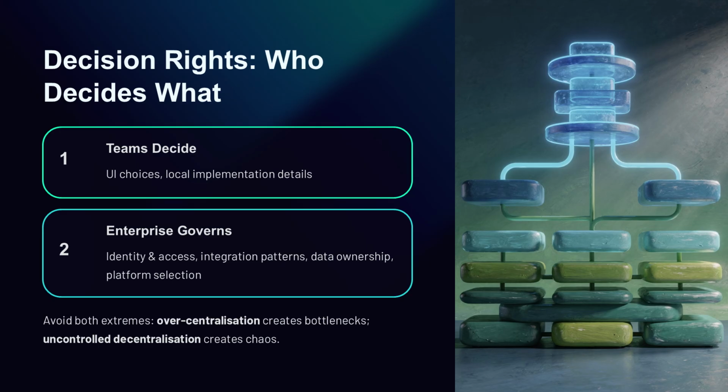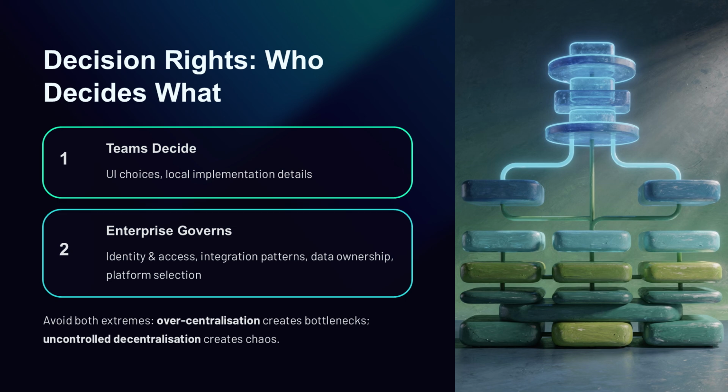Now that you have guardrails, you need decision rights because unclear authority is one of the biggest causes of slow delivery. Decision rights define which decisions are local to teams and which require enterprise alignment. For example, teams might decide user interface choices, but enterprise architecture might govern identity and access, integration patterns, data ownership, and platform selection.